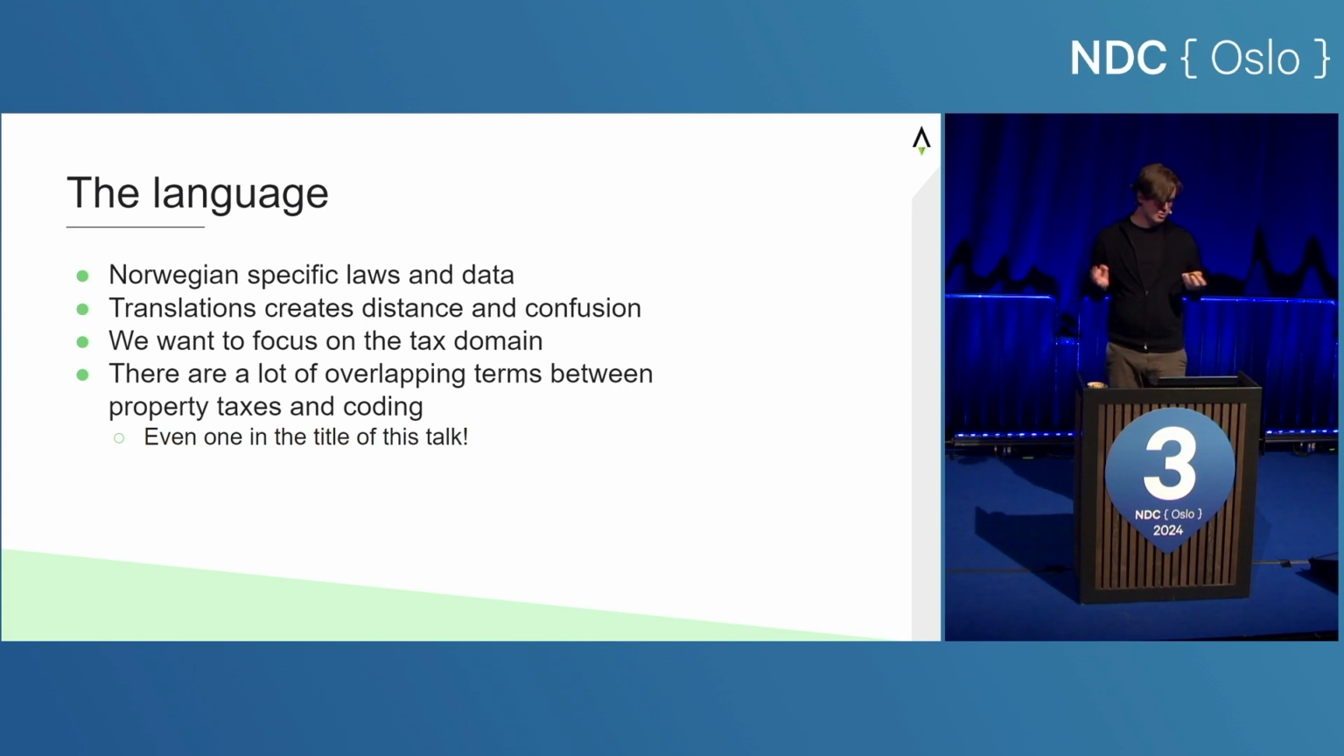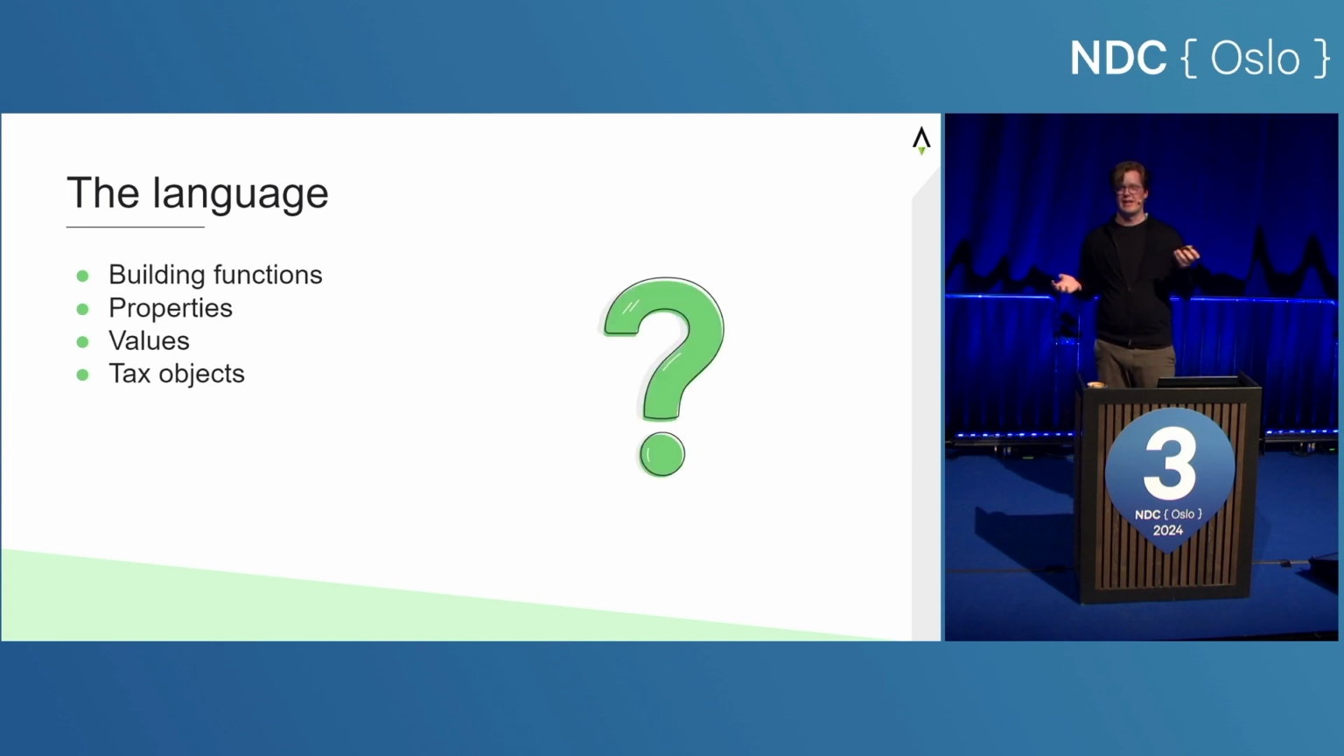A nice bonus of using two languages is the overlapping terms, or the overloaded terms. There was even one in the title of this talk: working with property data. You might not have realized that that was real estate properties, but properties in code. Some other examples: the part with the residence areas and the storage units is actually called building functions, which might confuse someone if they encounter that in their code. Same with properties, as I said. Values and tax objects. Which one are we talking about here?